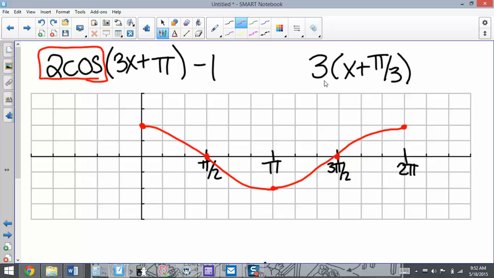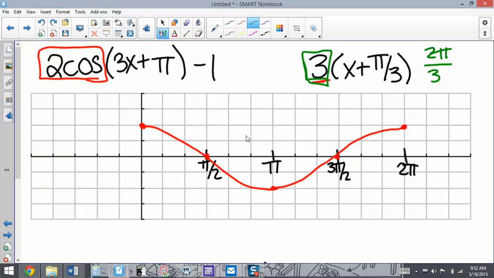The next thing I want to take care of is this guy, and I'll change colors for him. The 3 over here says that this is talking about our period. Our period is always 2 pi over the thing in front of x. So it says this whole thing right now takes 2 pi. Now I want it to take 2 pi over 3.